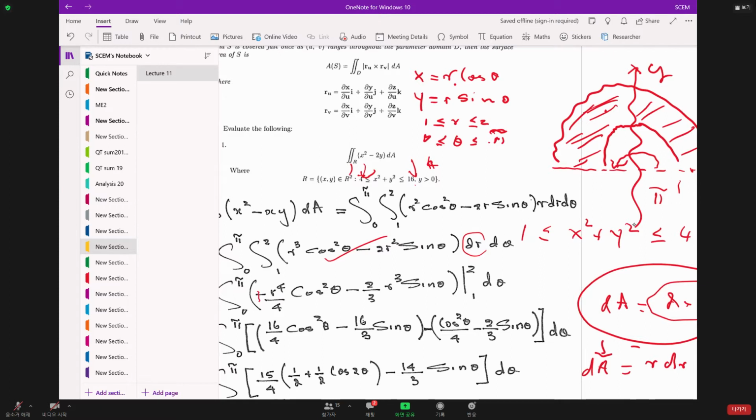Now you substitute 2 in. First put the top limit. You get 16 by 4 cos squared theta. Put 2 here, you get 16 by 3 because you get 2 cubed, which is 8, times 2 is 16 by 3 sine theta. You kept theta fixed. Minus, put the lower limit in. If I put the lower limit in, I get a minus of cos squared theta by 4 minus, put 1 here, you get 2/3 sine theta. Is that easy? Yeah, that makes sense so far.